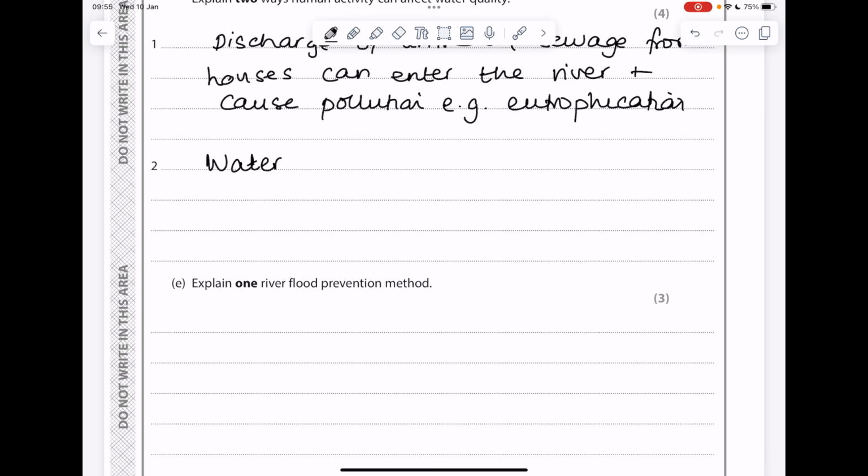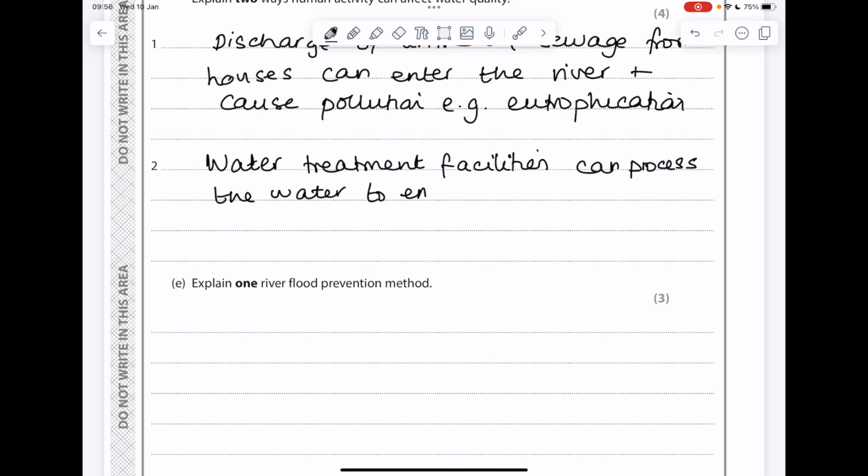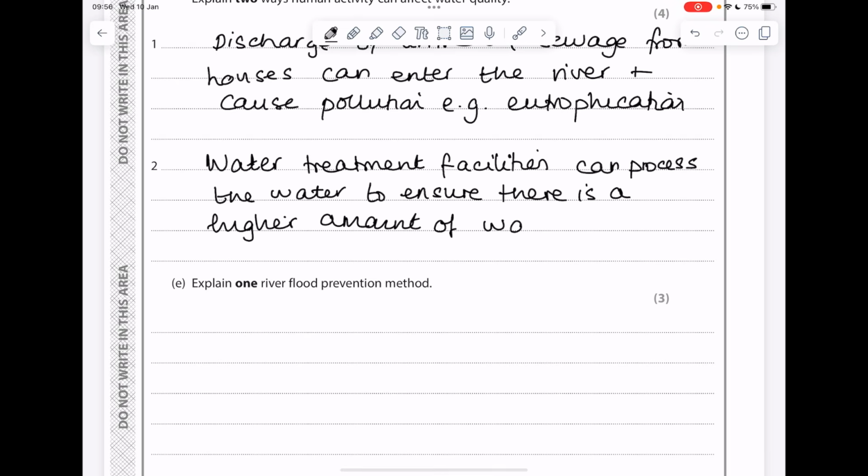Then we'll talk about it from a positive perspective. So water treatment facilities can process the water to ensure there is a higher amount of water suitable for household use.